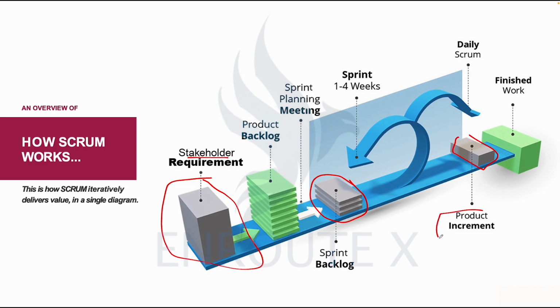And this is what we mean by increments. An increment is the value being added from sprint to sprint. And after a period, the entire requirement that needed to be worked on becomes an achieved product or project that is delivered. So that, in a nutshell, is our class today. That is how Scrum works.